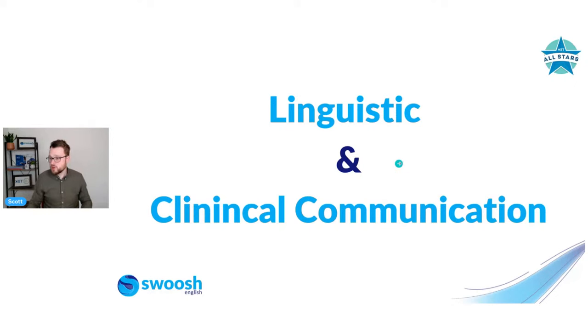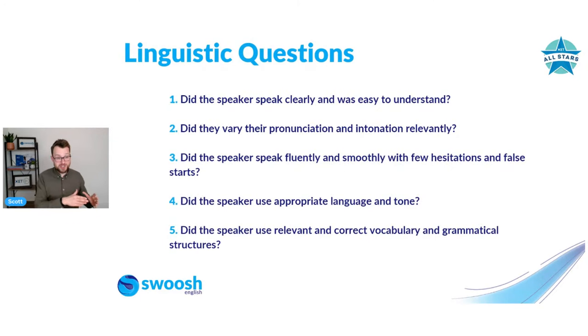Okay, so I'm going to briefly go over a few questions that are going to assess your linguistic criteria scores. The first thing I want to assess someone on is: did the speaker speak clearly and was easy to understand? Did they vary their pronunciation and intonation relevantly? Your pronunciation is your ability to pronounce the various sounds in the English language. Intonation is your tone as you rise and fall, depending on whether you want to ask a question or deliver a final sentence. What's your intonation like when you are speaking? We don't want to see it flat like this.